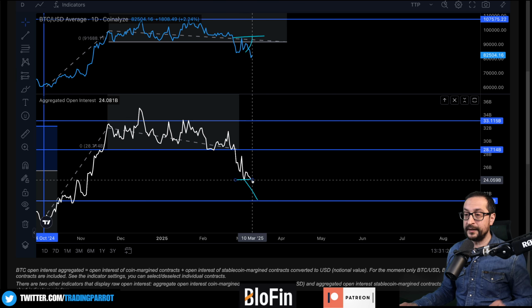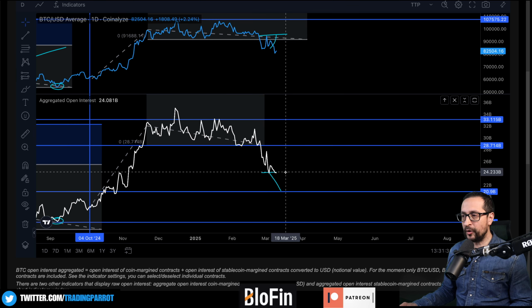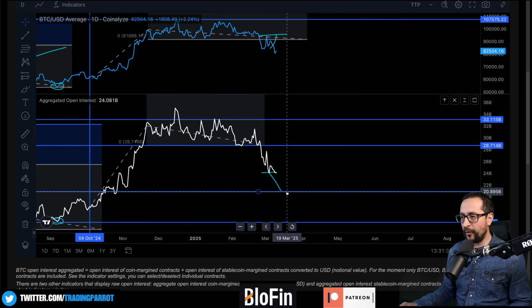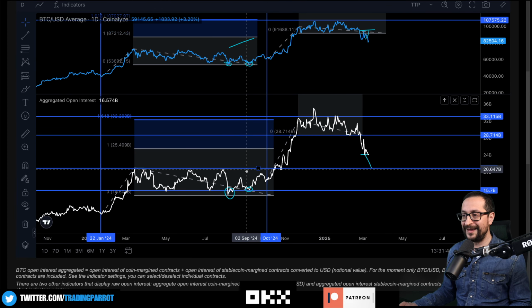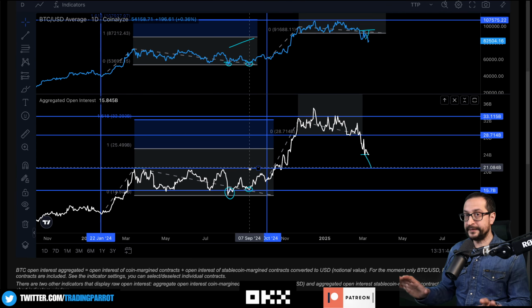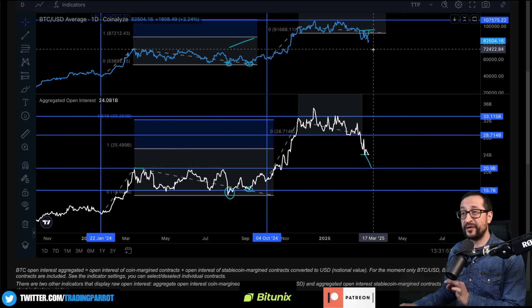I'm expecting that if we go for the 78 or beyond that level, the open interest should flash all the way to 21 billion, which was the previous level of resistance. And this TA I'm doing on the open interest could potentially play out before the price does it.